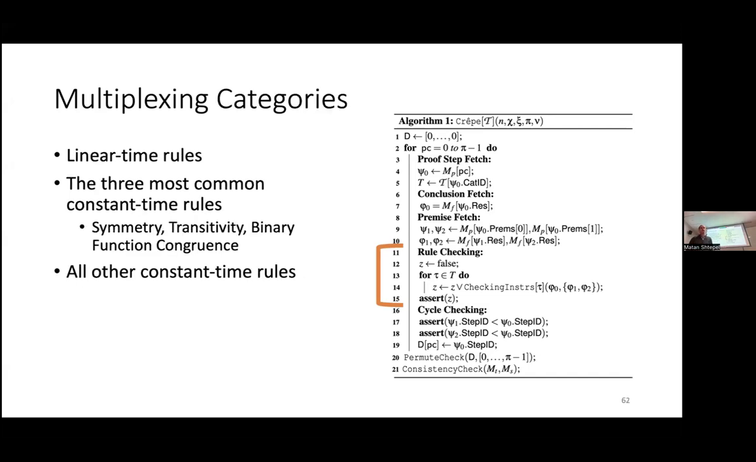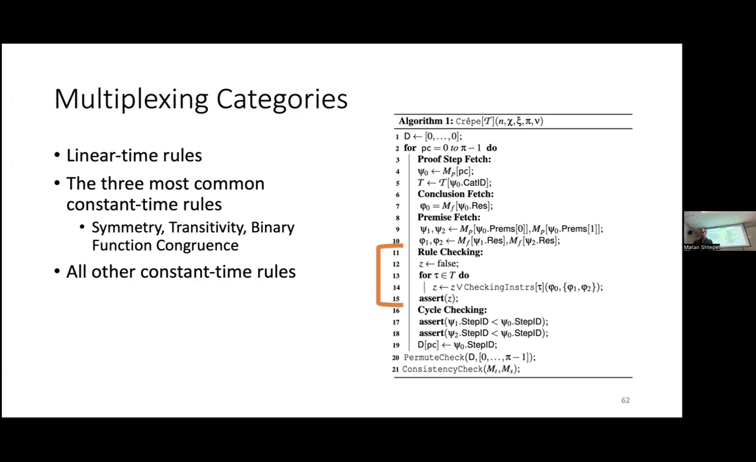When we apply multiplexing, we group our proof rules into three separate categories for the sake of efficiency. We put all the linear time proof rules in one category. We put the three most common constant time rules in their own category. And we put all other constant time rules in a third category. The division of constant time rules is just a performance optimization, but the important division is the one between linear time and constant time rules, because we prefer that we not turn fast constant time checks into slow linear time checks through multiplexing.